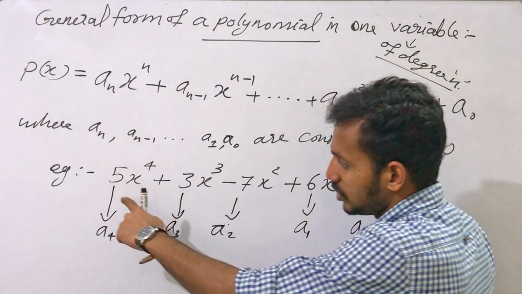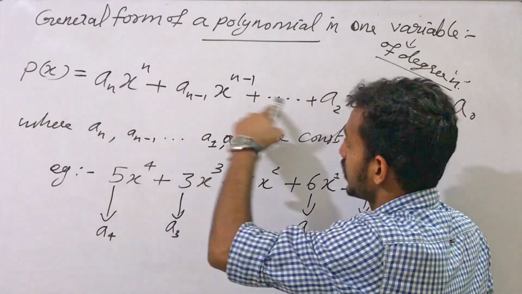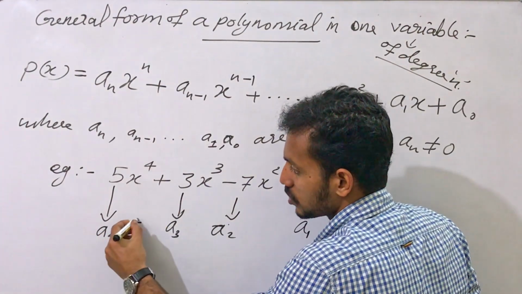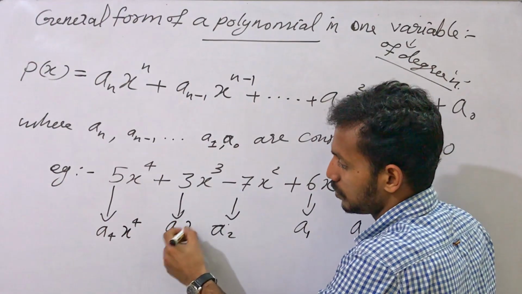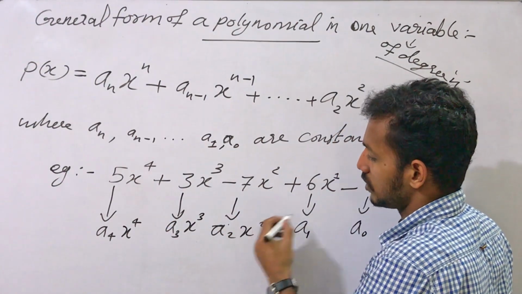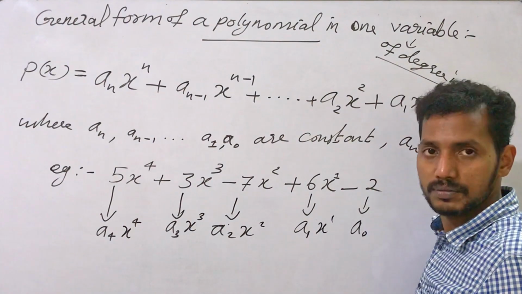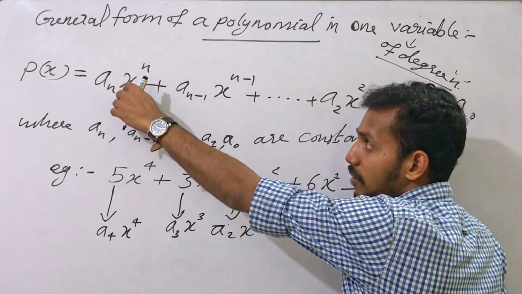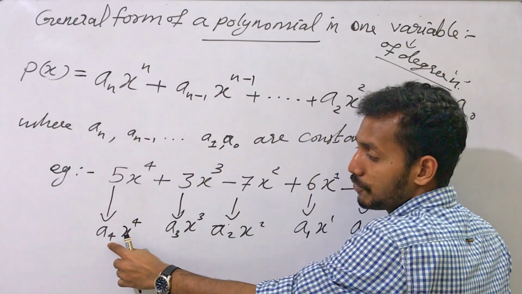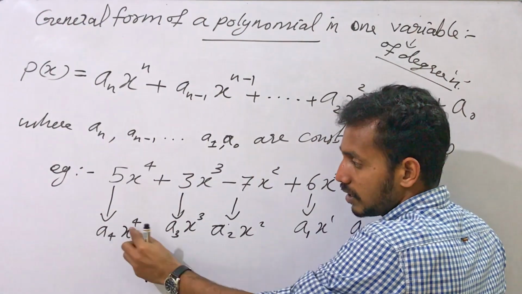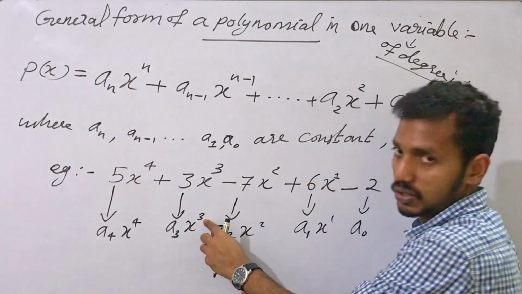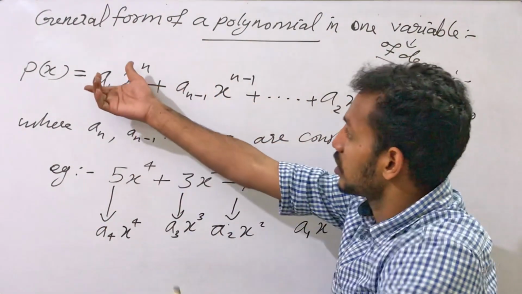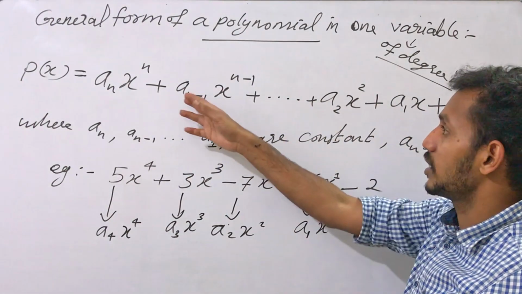So here you can see that constant we have explained here, a0. And here x raised to 4, here x cube, here x square, and here x raised to 1. So what is the power, what is the value here? An means the power of x should be n. A4 means the fourth term, and x raised to 4. Here a3 then x cube, a2 x square, a1 x raised to 1. So this is the way we are going to represent a polynomial in one variable as a general form.